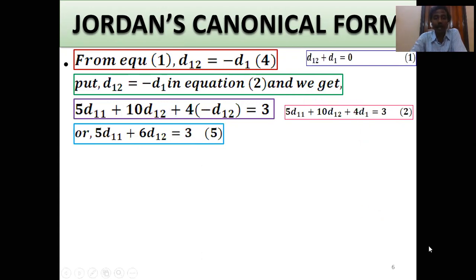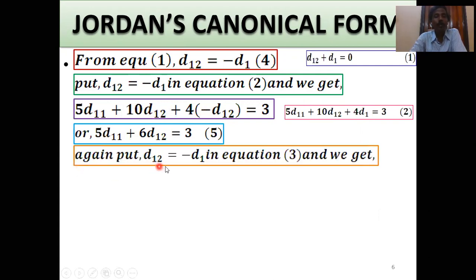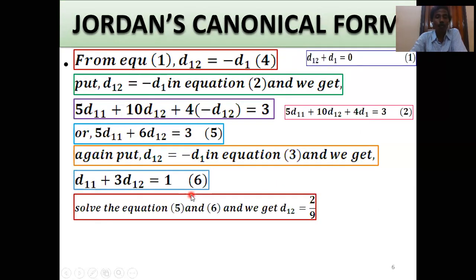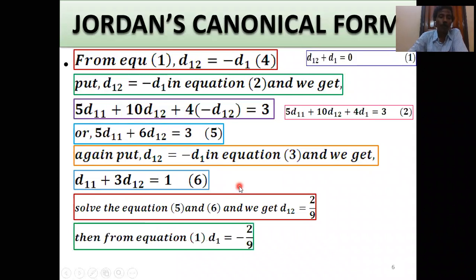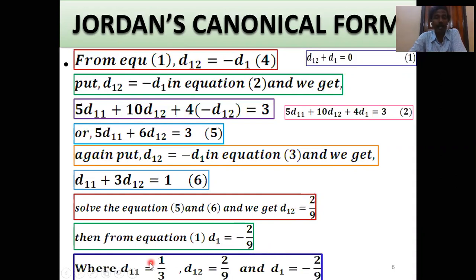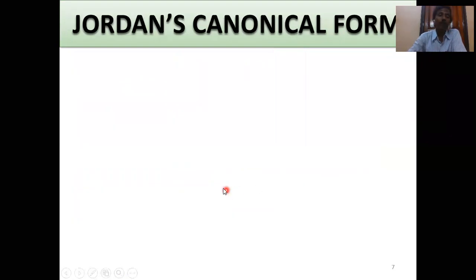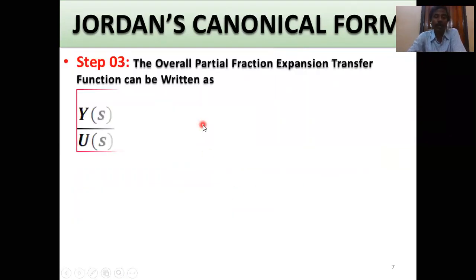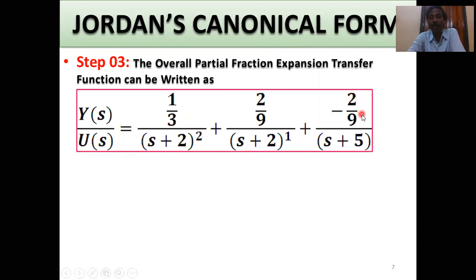And next step, again put d12 equals minus d1 in equation 3, and we get d11 plus 3 d12 equals 1. So solving equations 5 and 6, we get d12 equals 2 by 9, and putting that in, d1 equals minus 2 by 9 and d11 equals 1 by 3. So the coefficients d11, d12, and d1 are 1 by 3, 2 by 9, and minus 2 by 9.